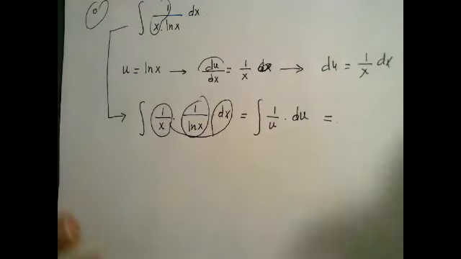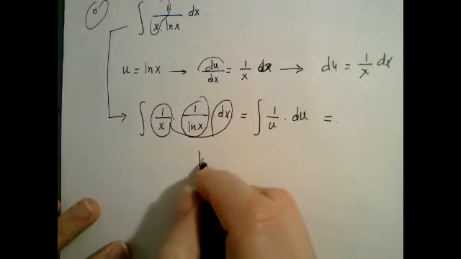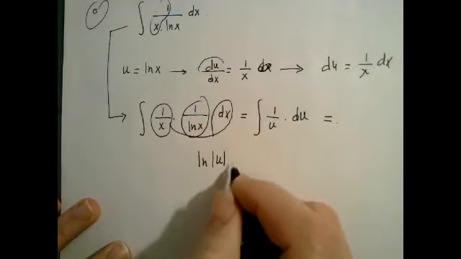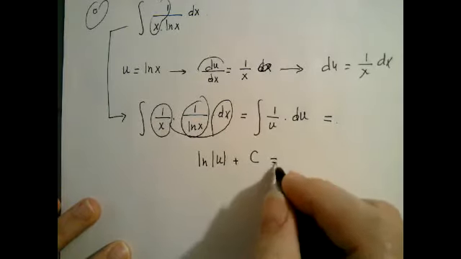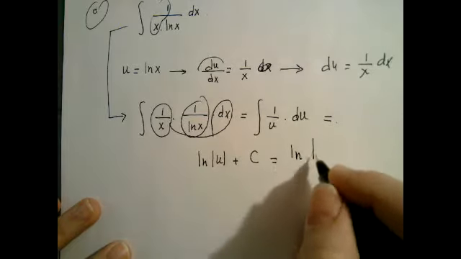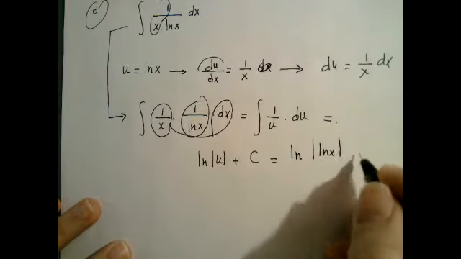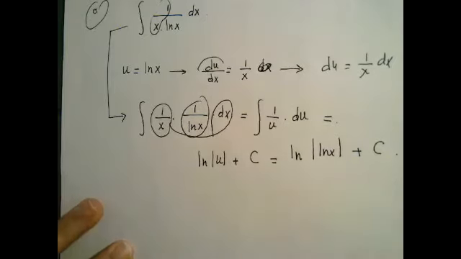Okay, so this is going to give me finally ln of u plus c. I go back to my original variable. It's ln of x plus c.